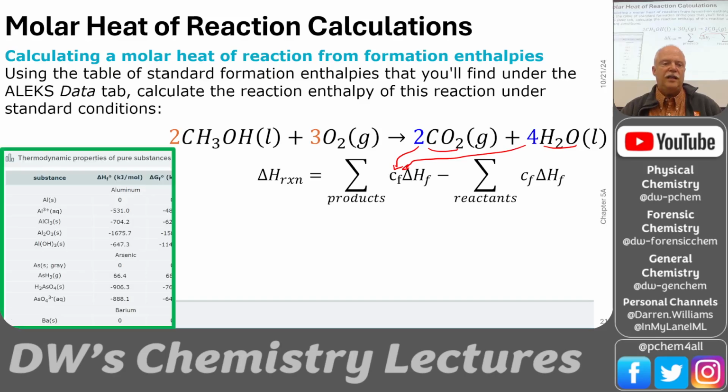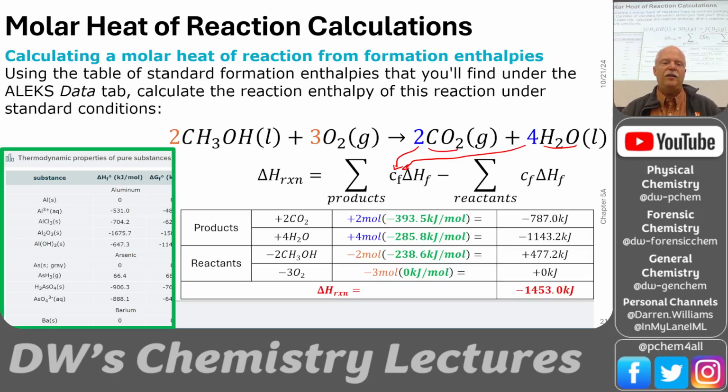So here's that data table. You click on that, you get all of these substances, and you've got to scroll down until you find the compound that you're interested in. And I do these in table format. So I start with the products. So I have plus 2 CO2s and plus 4 waters.